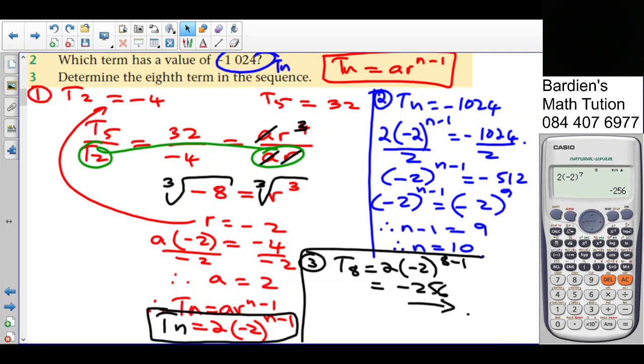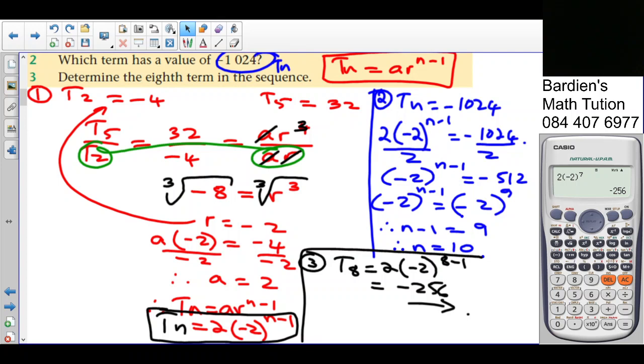So what can happen now? R's cancel. I'll give you R cubed. So it's negative 4R cubed equals 32. Now what? What do you do now? Divide by negative 4 both sides. So that cancels. So R cubed is equal to negative 8. How do I get R on its own? Cube root both sides. So therefore R is equal to negative 2.